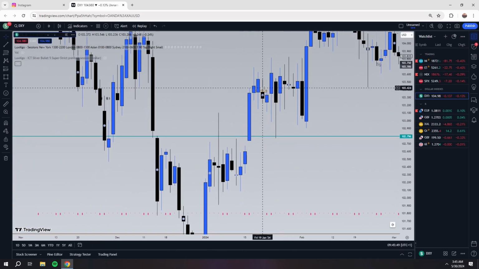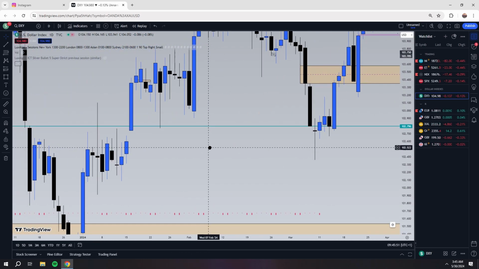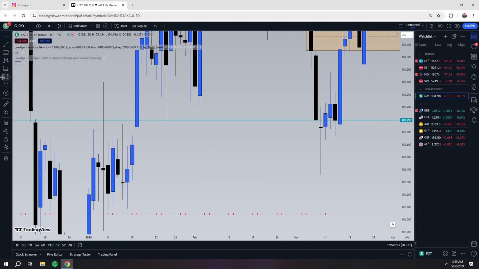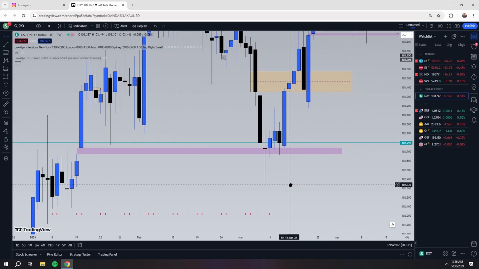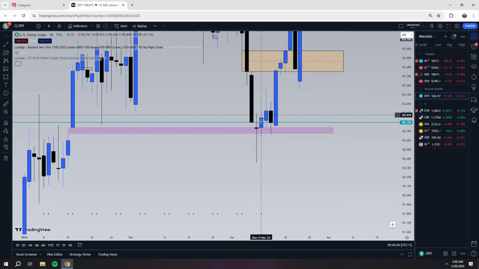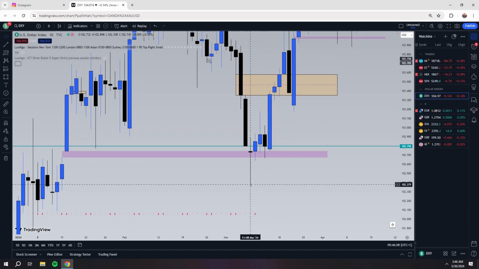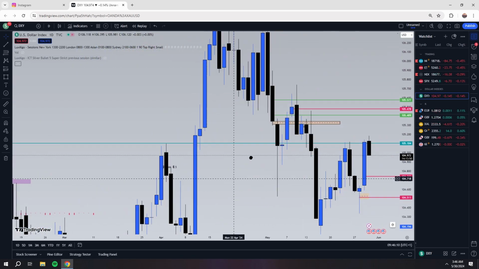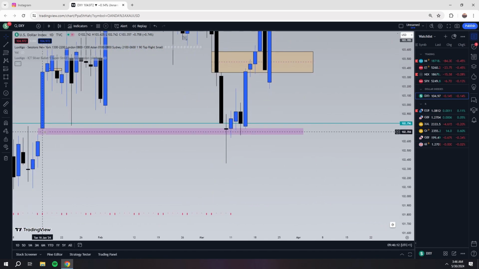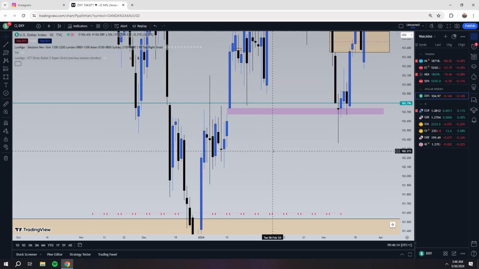I'm going to see if I can find a bullish one. Well, we have one right here. High of the first, low of the second. This is it right here. As you can see, we did draw to it, and we did push through it. We didn't react right off of it. We pushed through it, but we eventually came back up. So we did target that liquidity void.